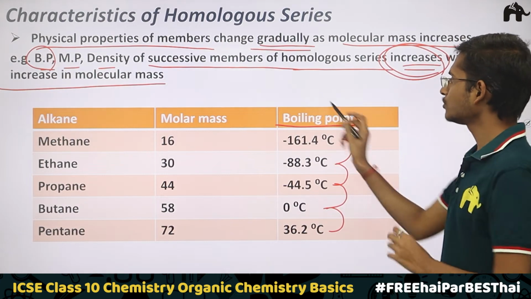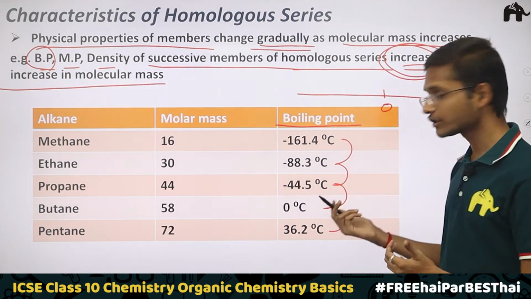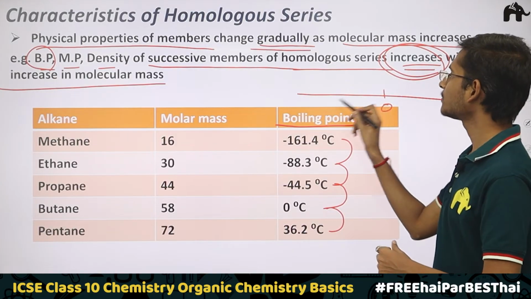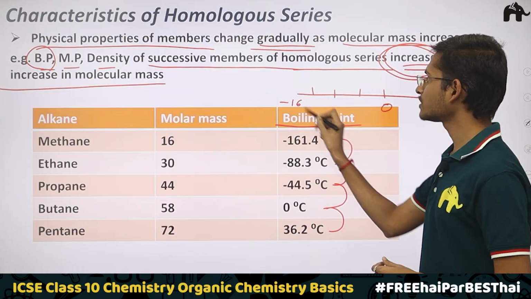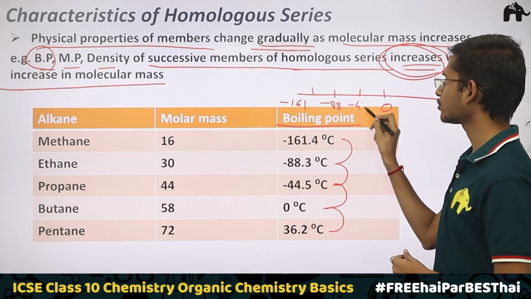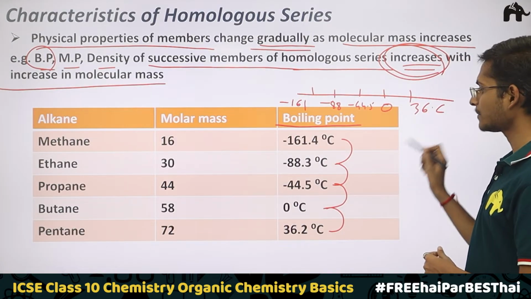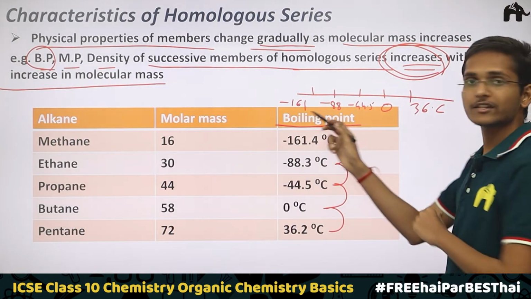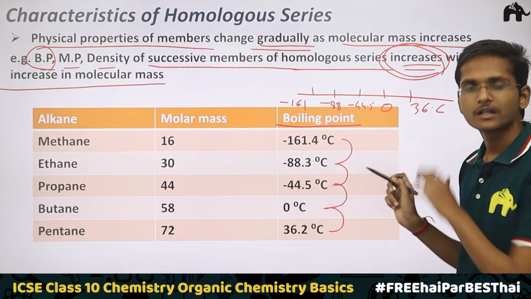Okay, now I need not tell you this. You would say, sir, 161, 88, 44, it's decreasing. Just please apply the number line concept here. The negative numbers: here it is -161, then on the number line it would be -88, then -44.5, right? Then it is 0, and then it is becoming positive. So what is happening? The boiling point is actually increasing, right? It is increasing, it is becoming more and more positive, correct?